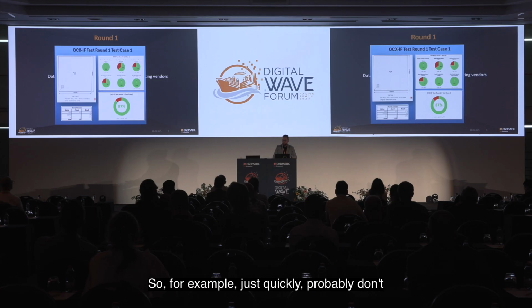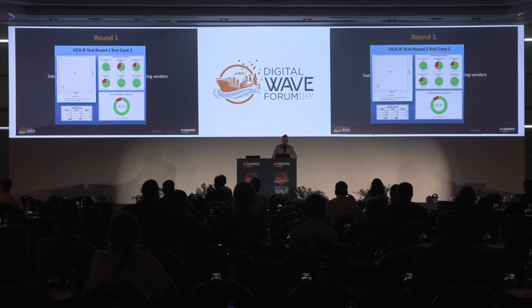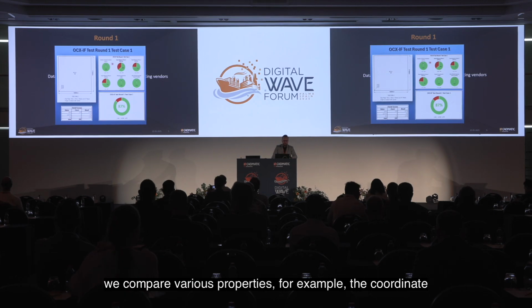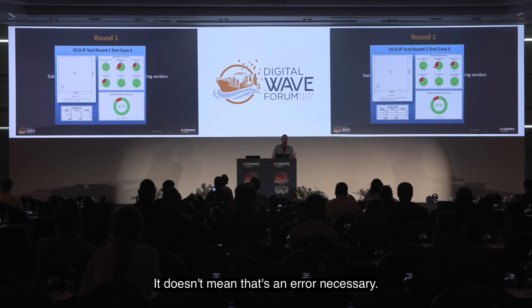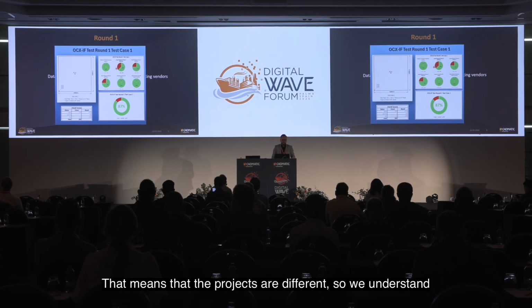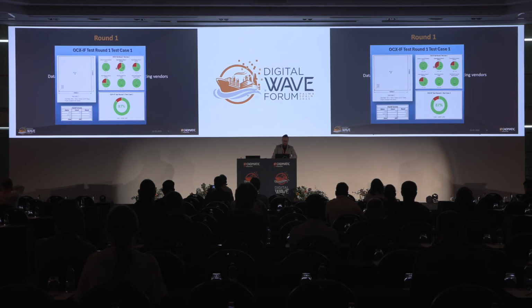And then we compare all of these results together and see what's the common agreement. So for example, just quickly, you probably can't see the text very well, but basically this is a simple rectangular plate, and we compare various properties, for example, the coordinate system of the project. And there are some disagreements in red. It doesn't necessarily mean an error. That means that the projects are different, so we understand more about how each vendor handles projects.